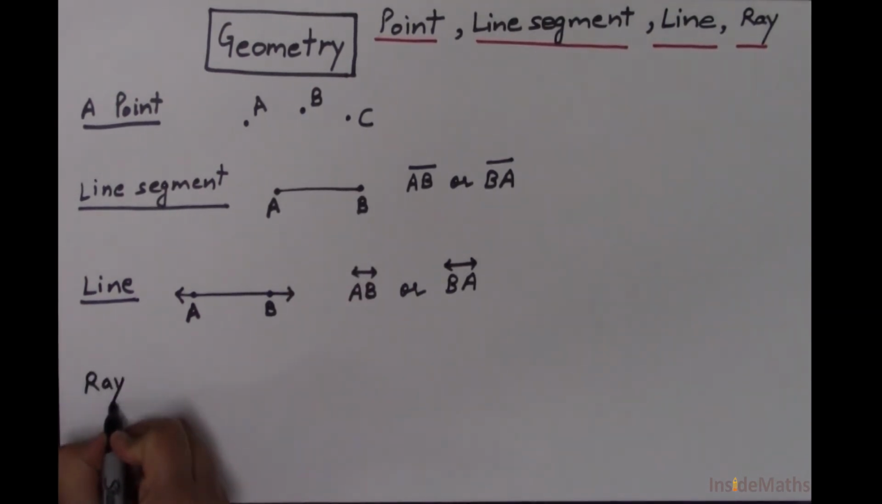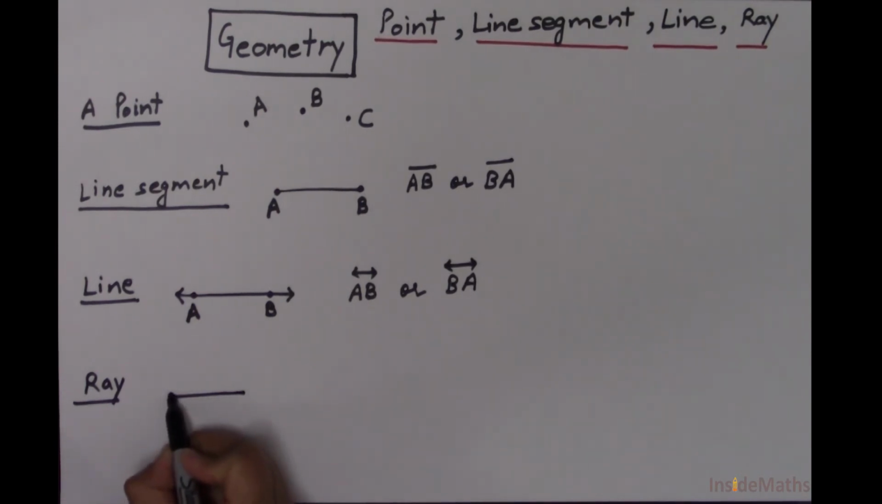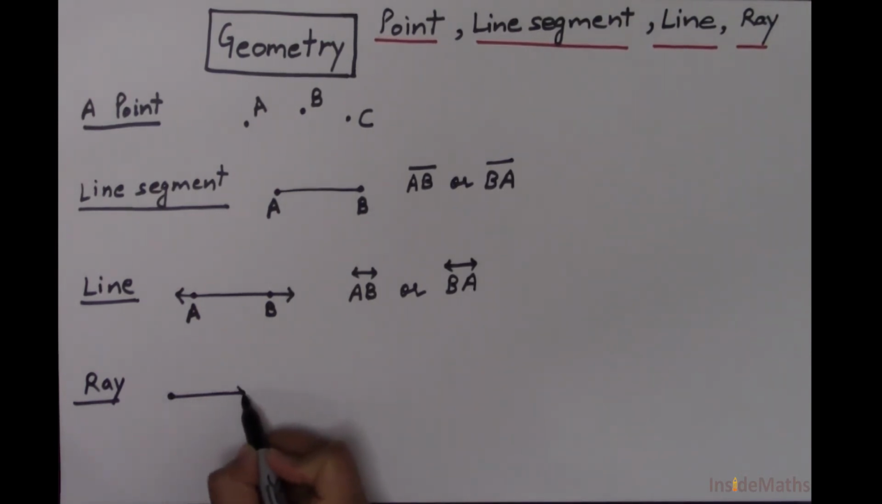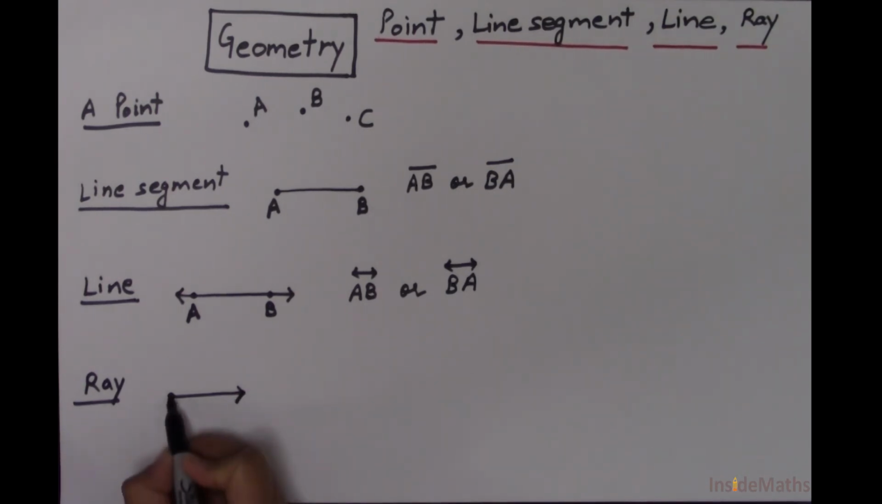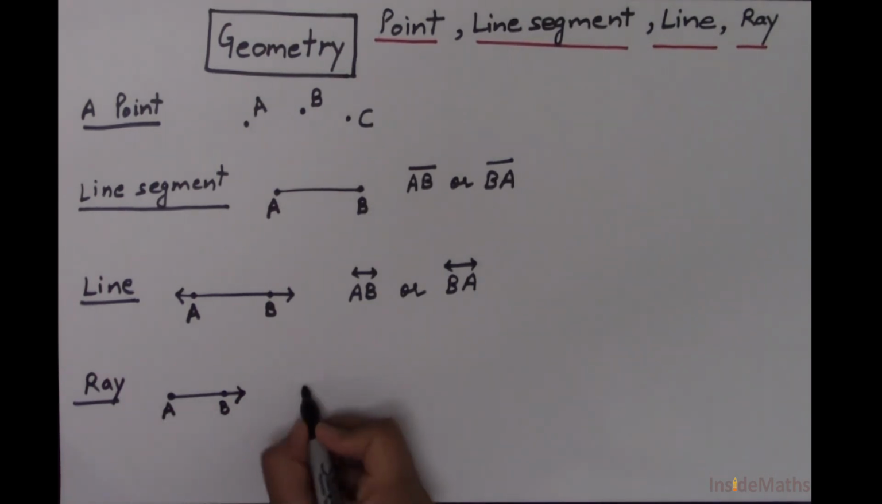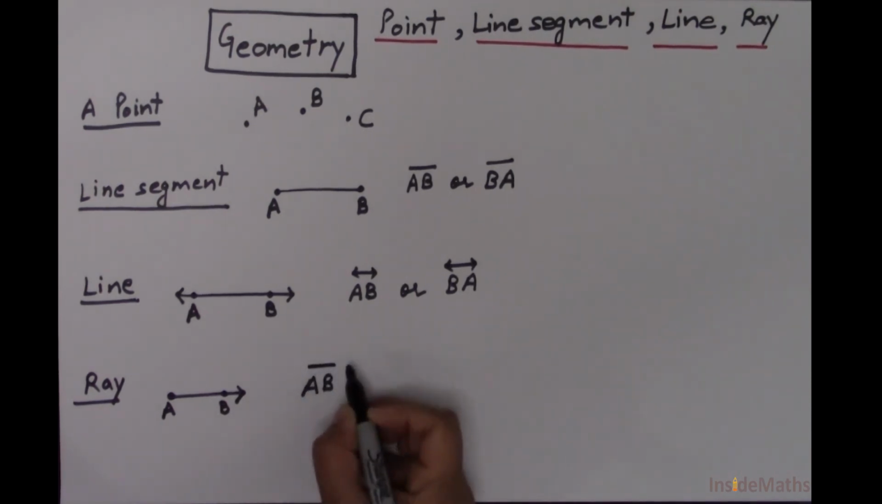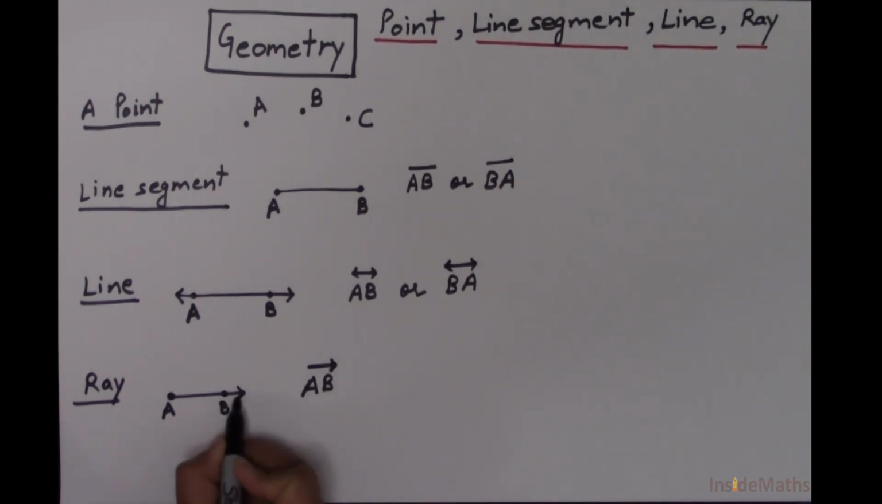Next is a ray. A ray has an endpoint on one side, and the other side is extended infinitely far. So let's say this is the point A, the end point A, and this is some point B. And the notation for ray is AB, bar, and arrow on the side of B, as it is extended infinitely far towards B.